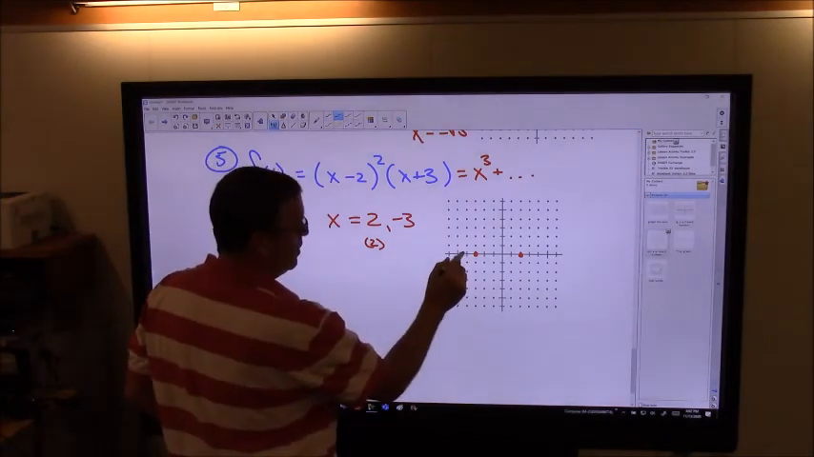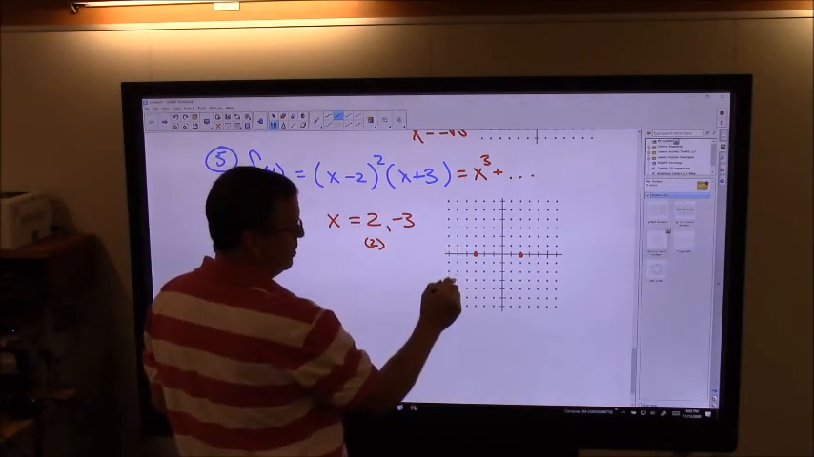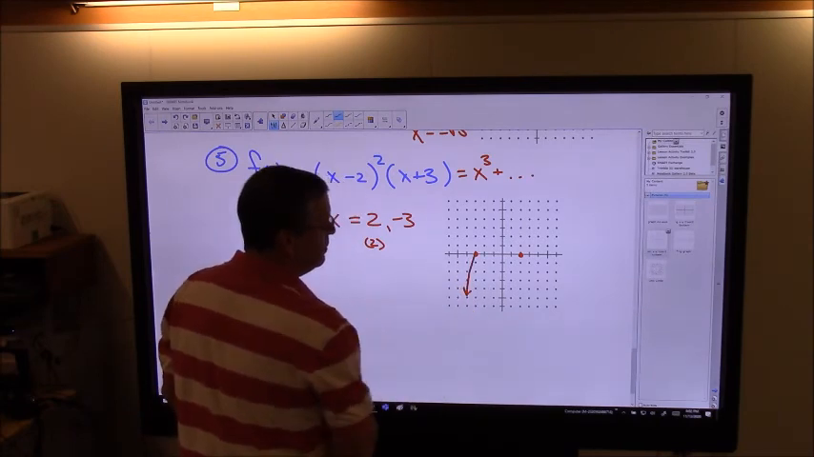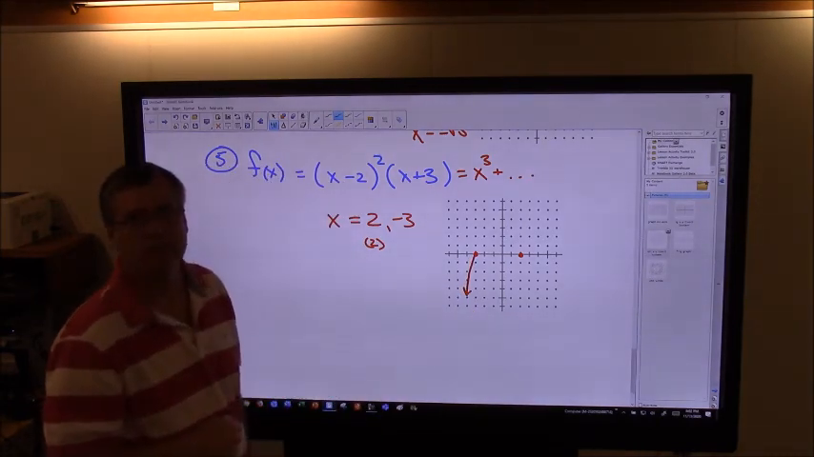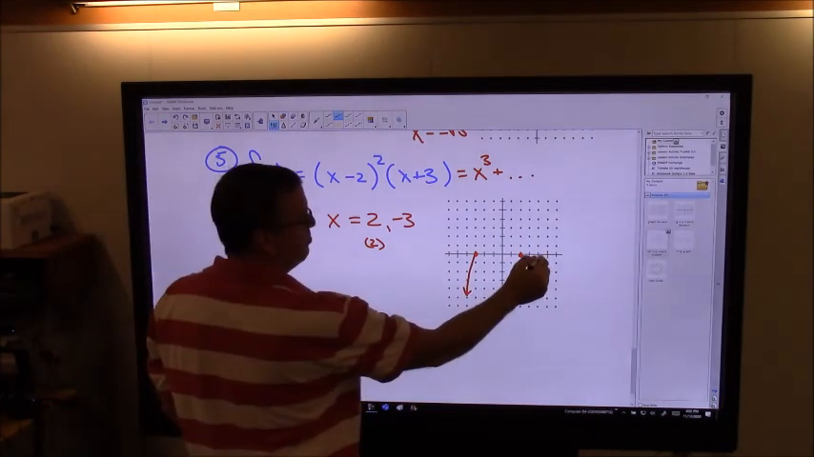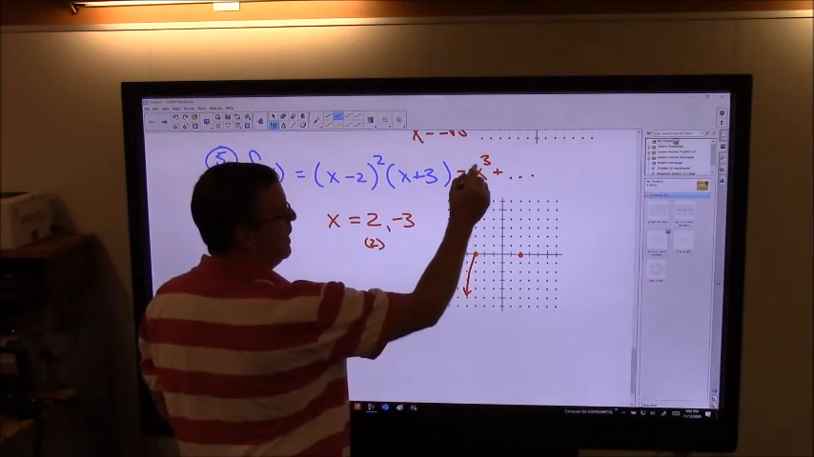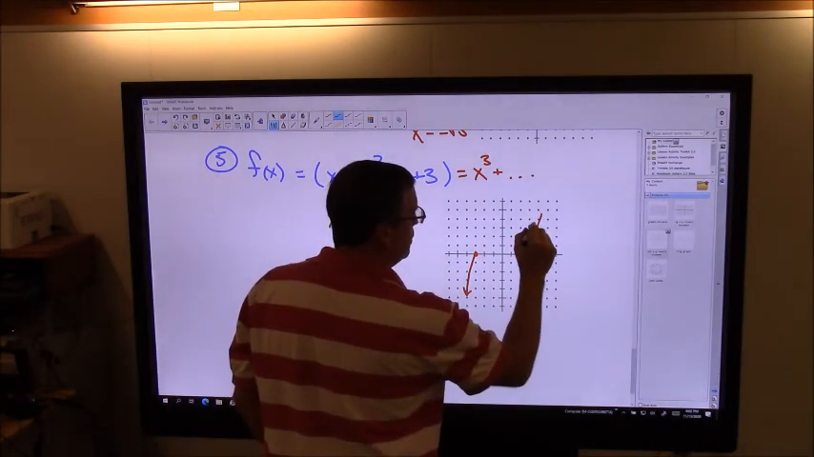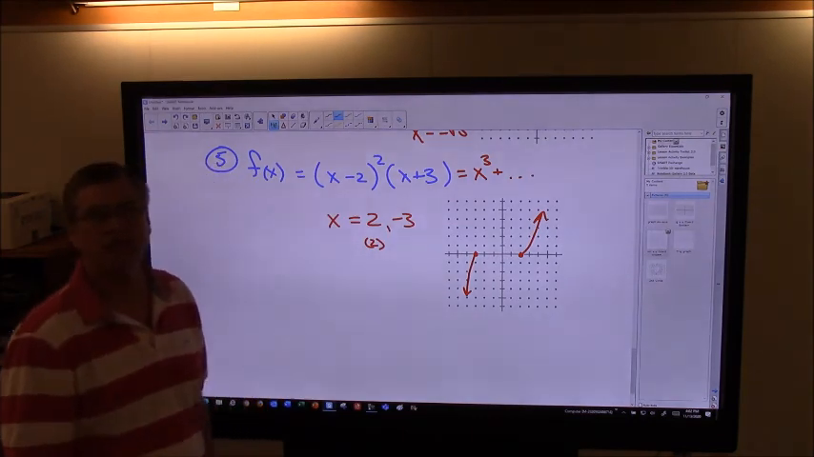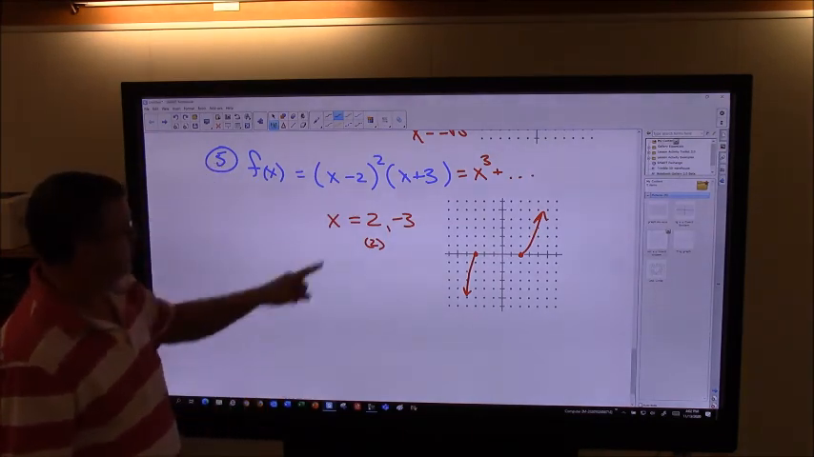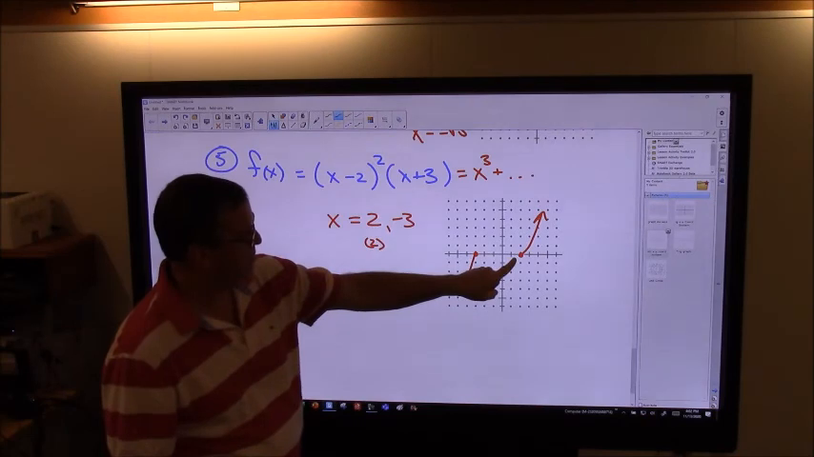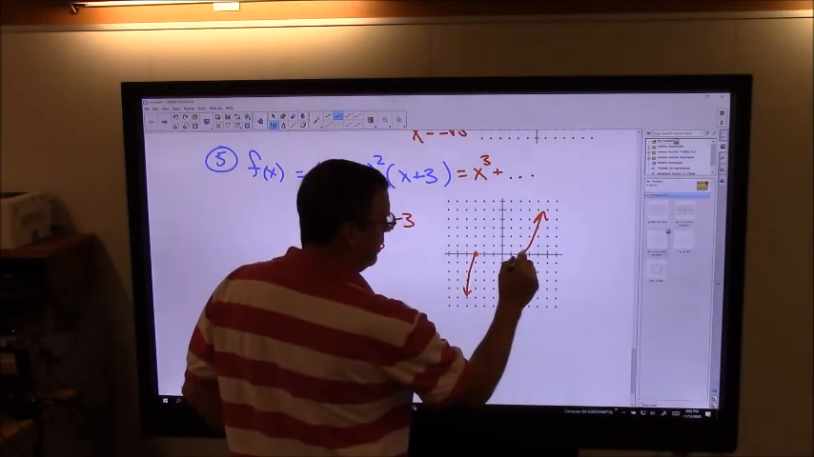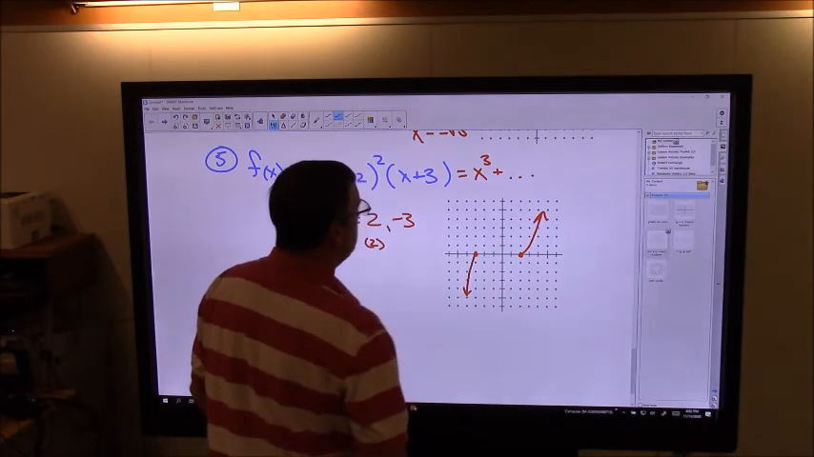So if I take a negative number and cube it, I should get negative results. That means this function is decreasing as you go to the left. Over here, if I take a positive number and plug it in, a positive number cubed is positive, and so I'm increasing as I go to the right. 2 had a multiplicity that was even, so I know I'm going to bounce right here. Here I'm going through the axis.